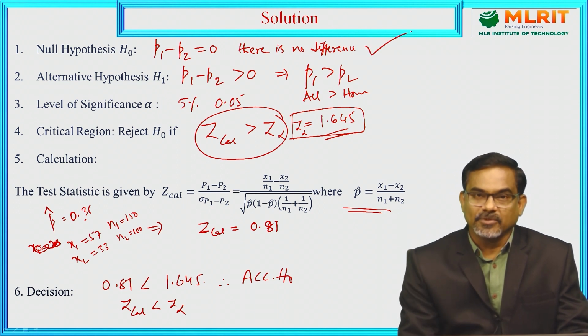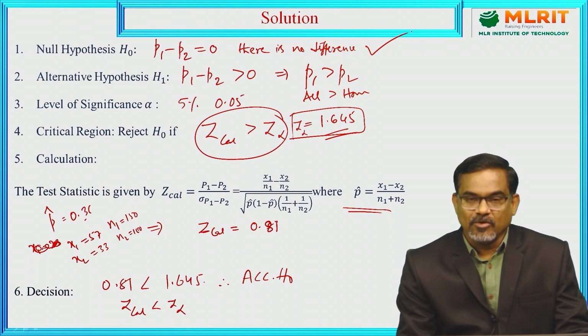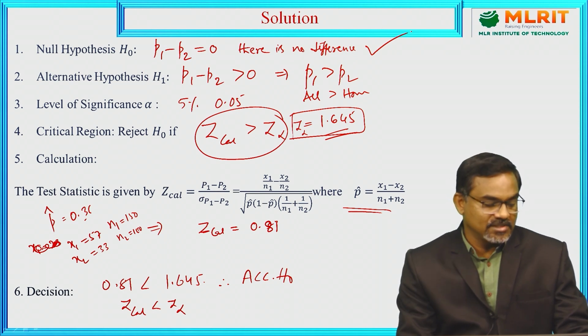What is the null hypothesis? There is no difference between homeopathy and allopathy. This is the final conclusion.